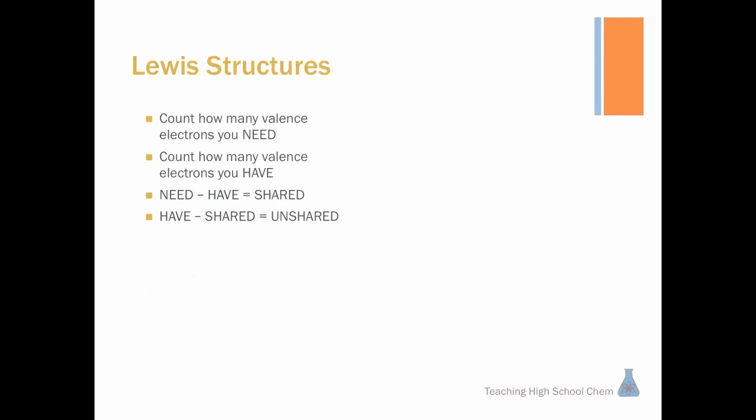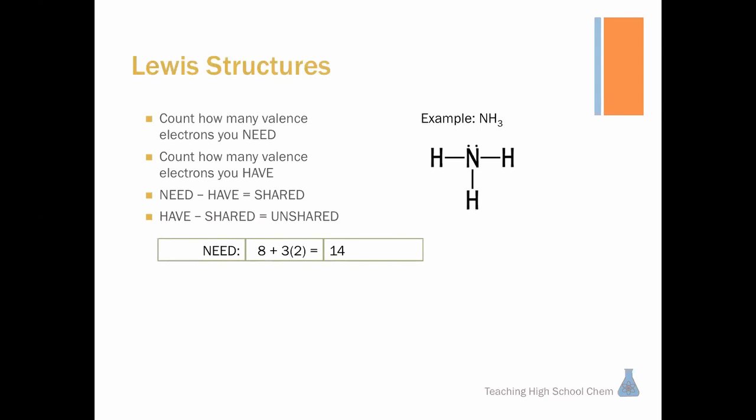All right, so here's what we're doing. Those are the steps. We're going to do ammonia as our example, NH3, which looks like this. Helping students get to this is what I'm trying to do. First thing I do is count how many I need. I need 14. Nitrogen needs 8, and then there are 3 hydrogens that each need 2. That's why it's multiplied by 3, because I've got 3 of them, and the 2 is because hydrogens need 2. Everybody needs 8 except for hydrogen, and hydrogen needs 2. Then we're going to count how many we have.